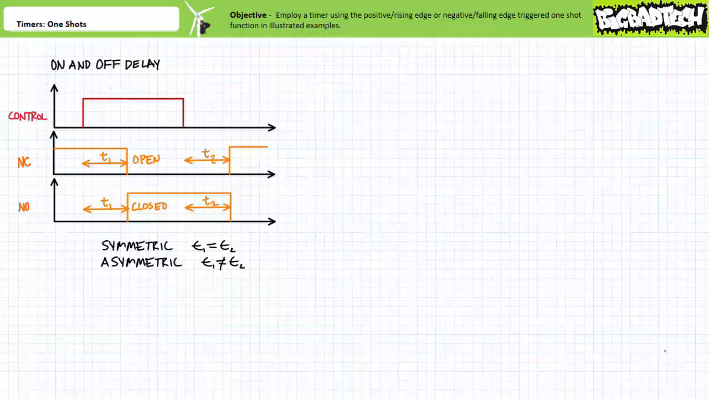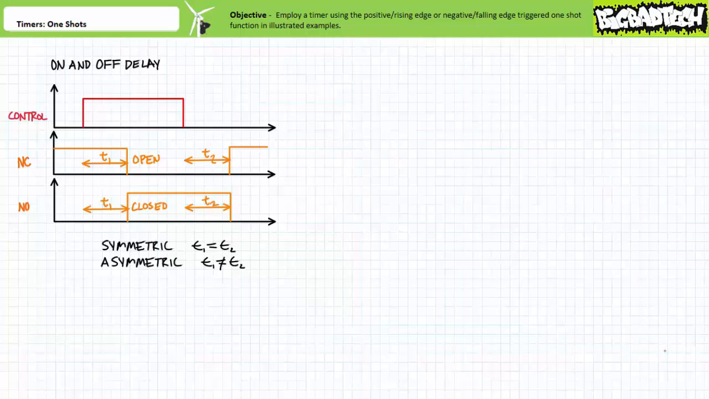When the controlling input is de-energized at this instant here, the associated contacts do not immediately switch to their opposite state, but rather maintain their activated state. The normally closed contact remains open, and the normally open contact remains closed. Only after the predetermined delay period T2 has elapsed do the contacts revert to their deactivated state. The normally closed contacts reclose, and the normally open contacts reopen. This is the off delay portion of the on and off delay function.